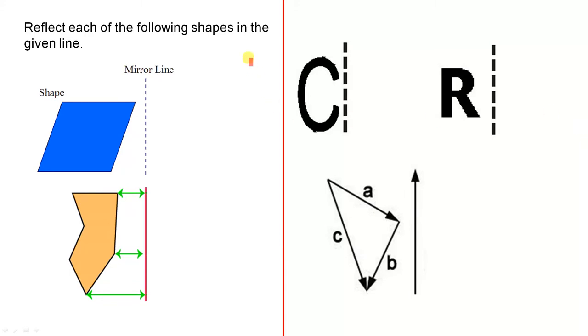Reflect each of the following shapes in the given line. So there's 1, 2, 3, 4, 5. These are the lines that are given. Just pretend they're mirrors and see how you go with reflecting those shapes in those lines. I'll just leave this slide on for 10 or 15 seconds. You can pause it for as long as you want so that you can draw the reflected shape, and the answers will appear in the next slide.